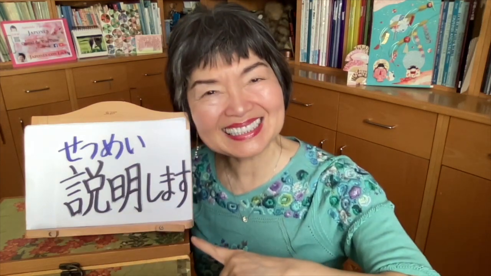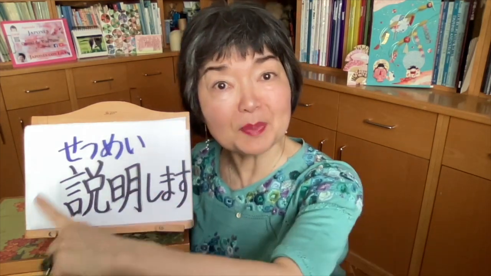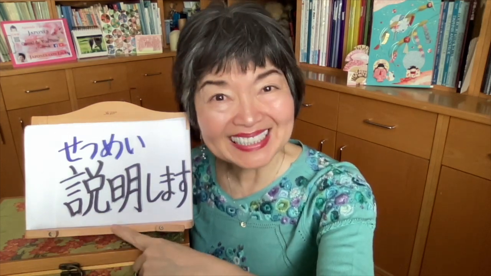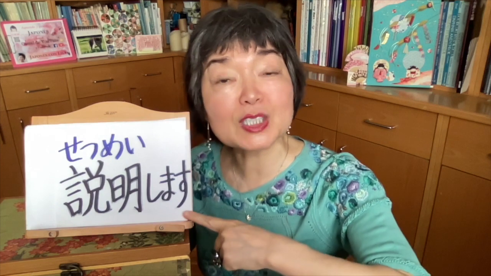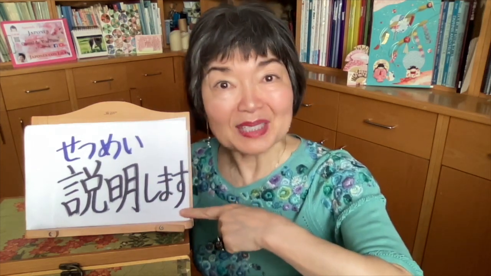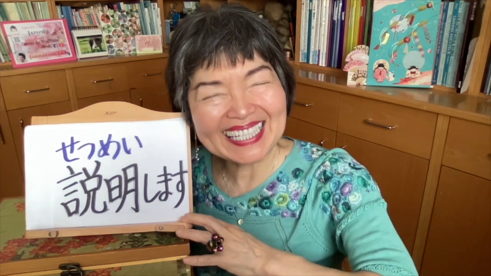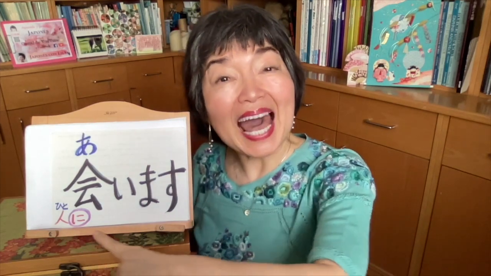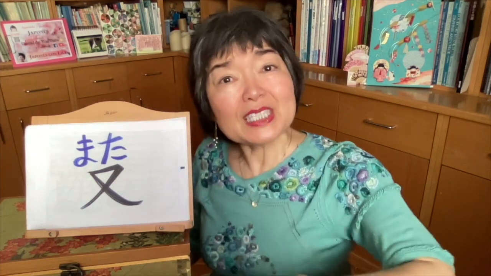Now, another new word to learn: 説明します. The 説明 part means explanation, and it is compounded with します to make the verb 説明します, to explain. I'm going to explain later: 後で説明します。See you later. The verb is 会います, to see someone. 後で会いましょう。Children may say it like this: let's play again later.